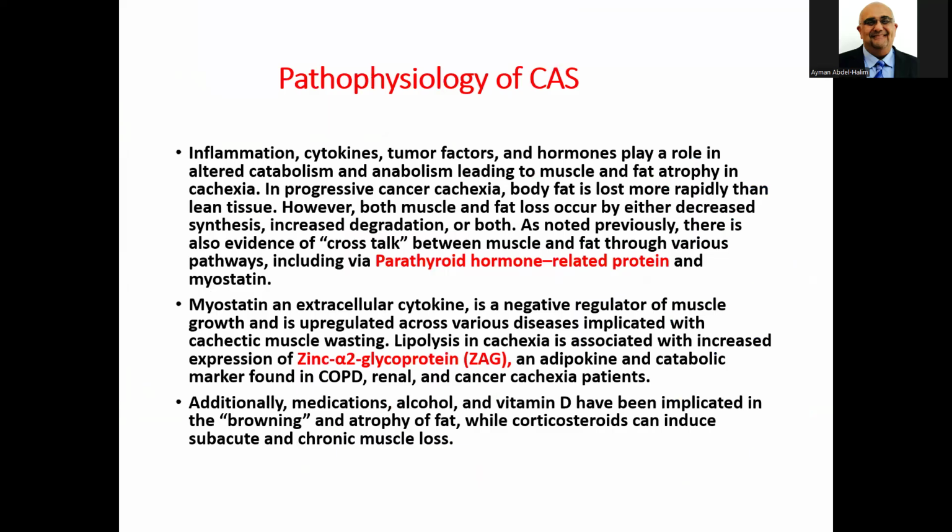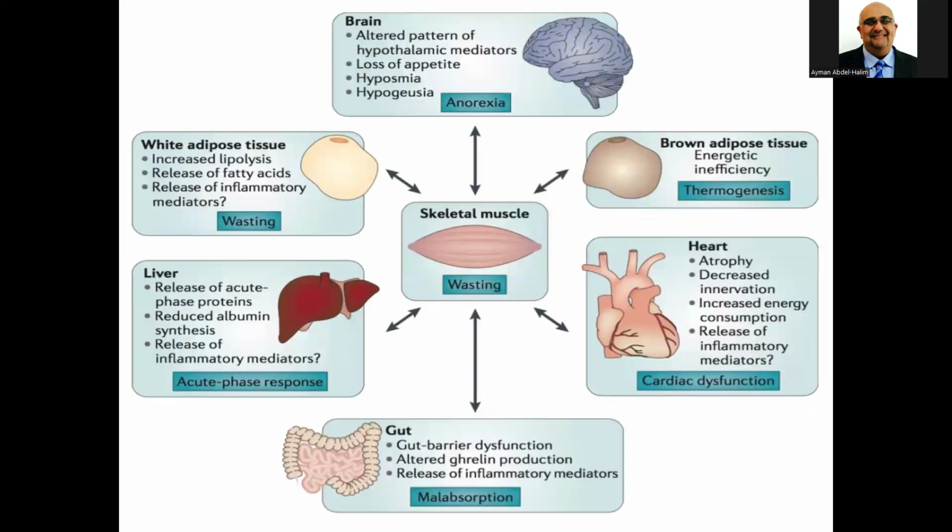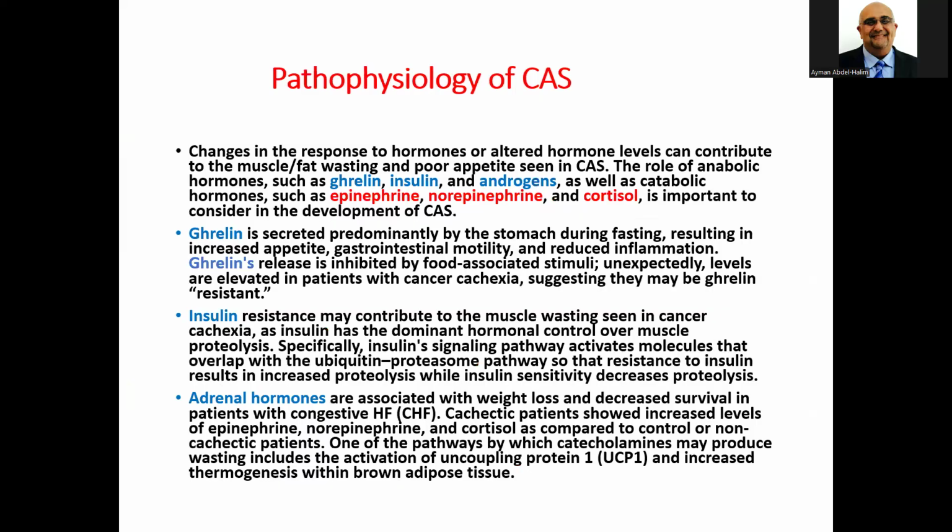And then it has other effects on other hormones like parathyroid hormone and also on the expression of zinc alpha 2 glycoprotein. We call it ZAG. Again, the pathophysiology of cachexia involves a number of hormones, and we mentioned two of them. Also, it involves insulin and adrenal hormones.